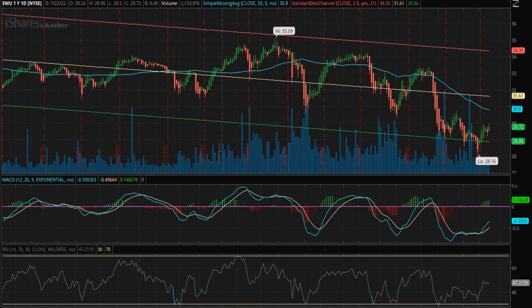Also, the British pound has taken a beating, and I'll get to some currencies in a second if you guys stick around.